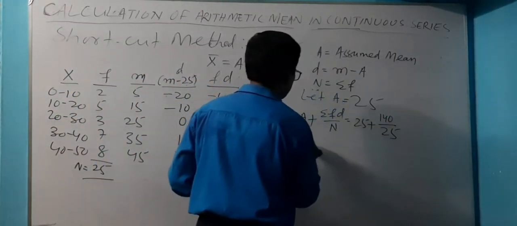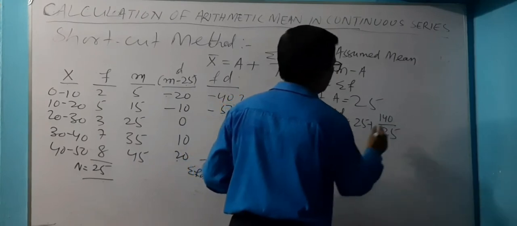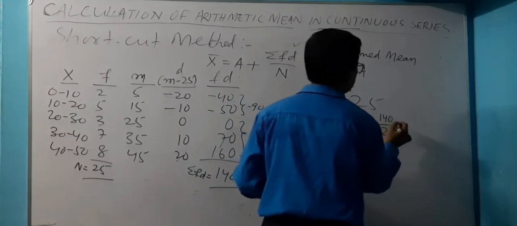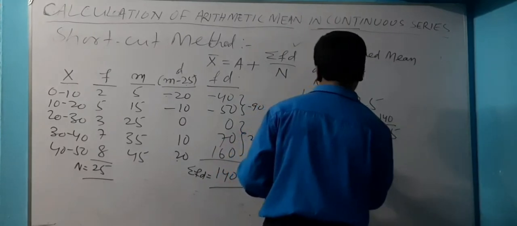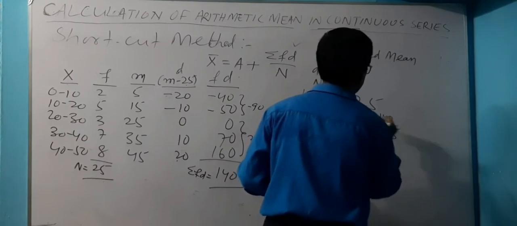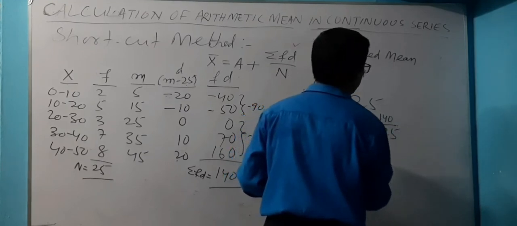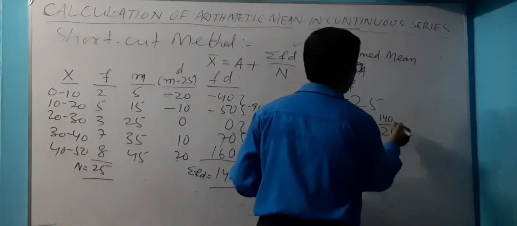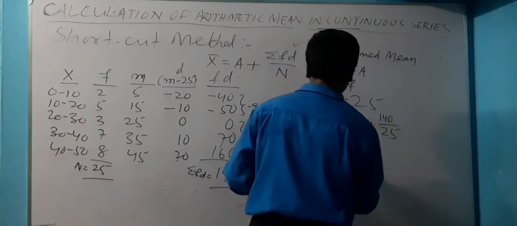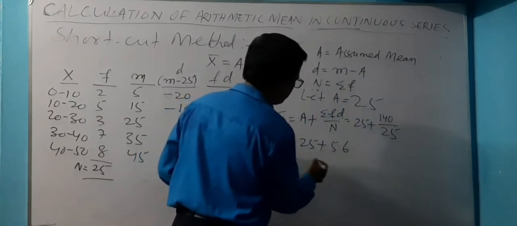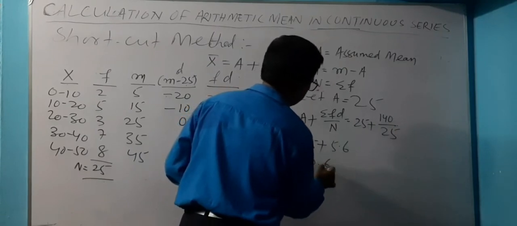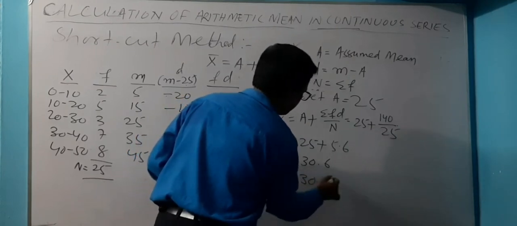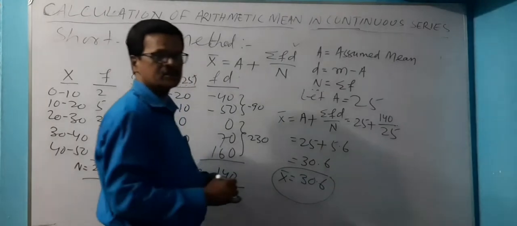That is equal to how much? 25 plus 140 by 25. 140 divided by 25 is 5.6. So this comes to 25 plus 5.6, that is 30.6. So X bar is equal to 30.6. Right? It is your answer in shortcut method.